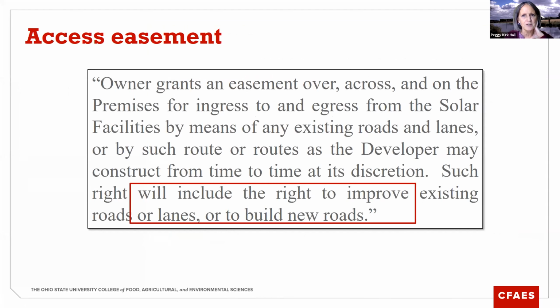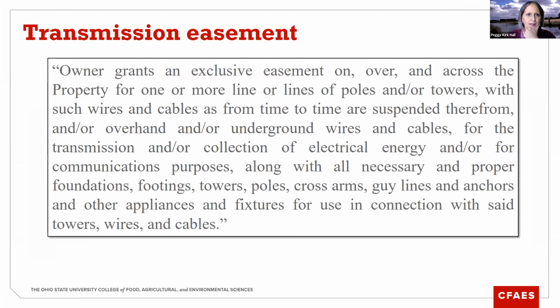There's an access easement typically in one of these leases, and it is giving them the right to cross over the property in order to access the site. And it also could have, as you see here, the right to improve or build new roads for access purposes. So be aware of that. You may not catch that language, and then here they come building a new road and you're thinking, wow, I didn't know I granted that right, but it could be there within that access easement to improve or build. So there could be some impacts there through that access easement.